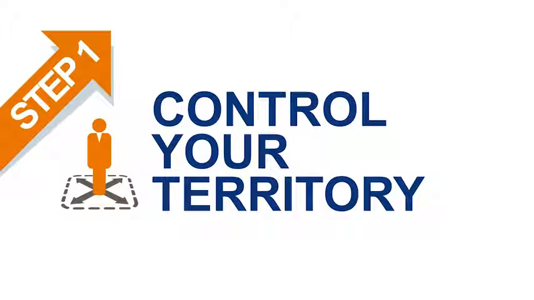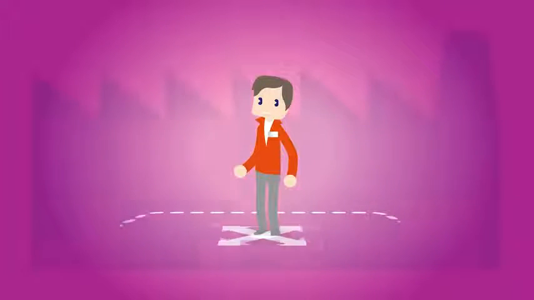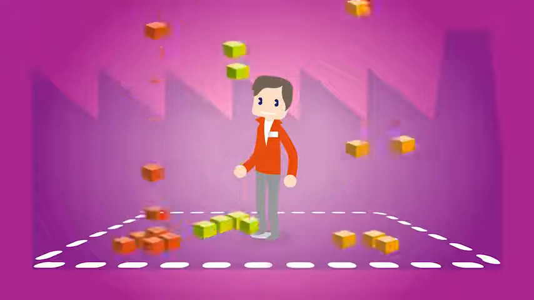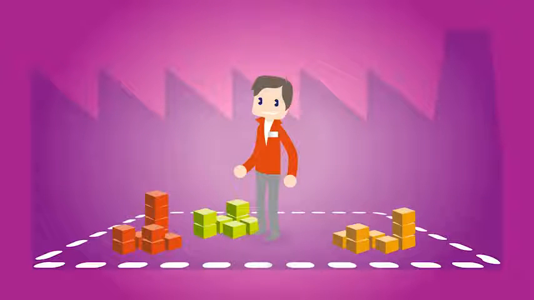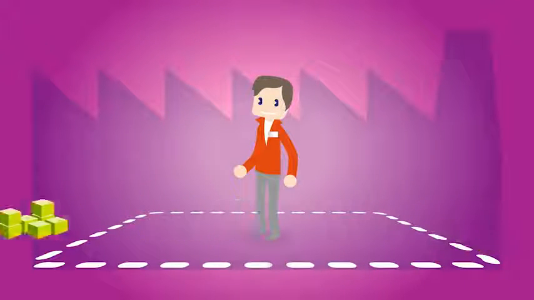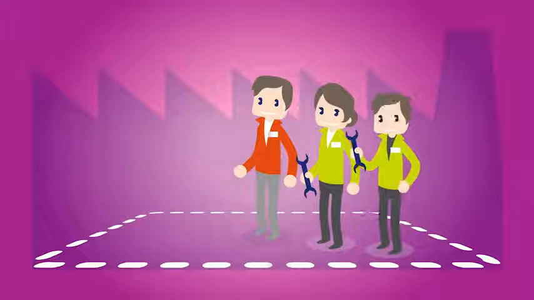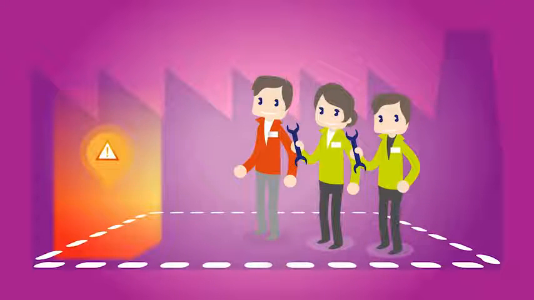To start off with, you must control your territory. By this we mean knowing what the limits of your working area are. It also means identifying the resources you have. Controlling your territory also means creating your own neat, tidy and secure little area, which will enable you and your teams to spot anomalies immediately.